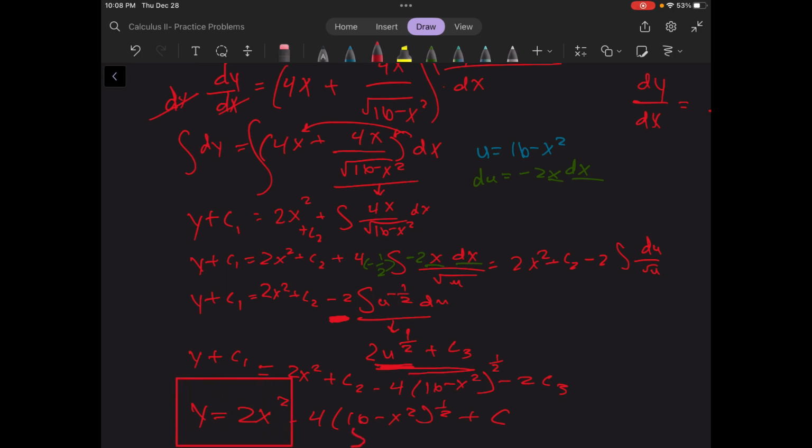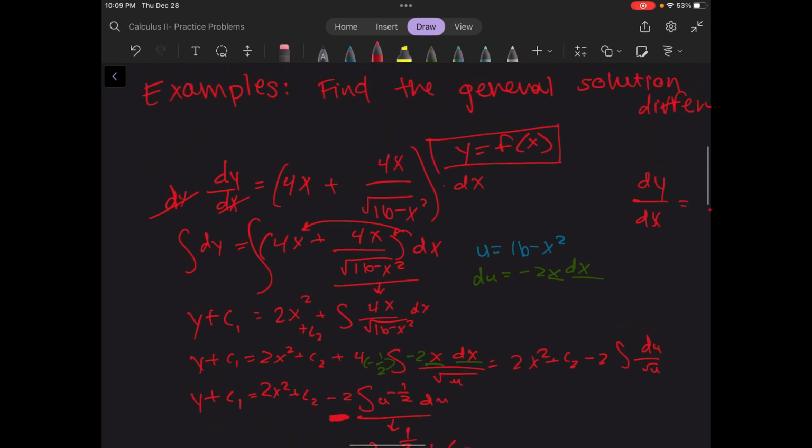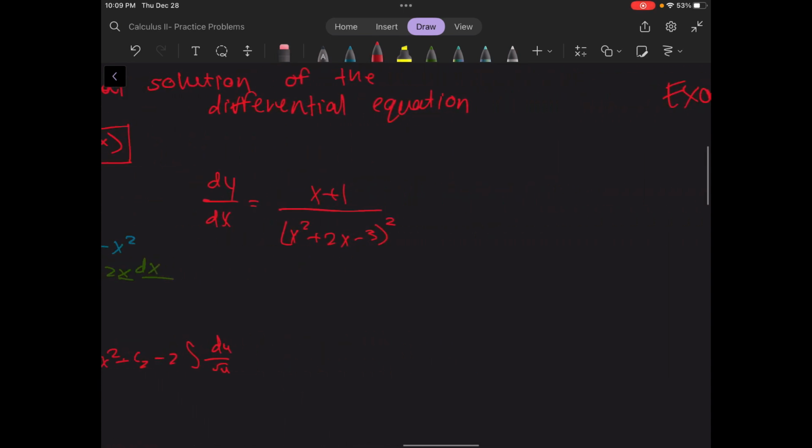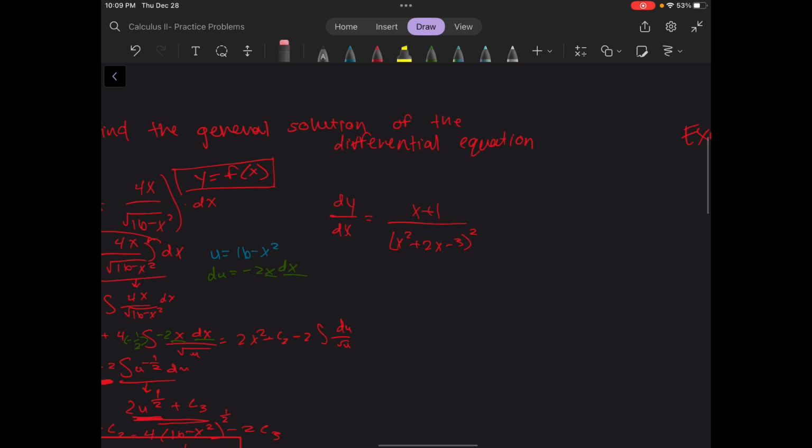So this would be the solution of our differential equation, meaning that if you took the derivative of this, you would be left with what we started with. So that was a bit ugly. Hopefully this one is not as ugly. Let's see.